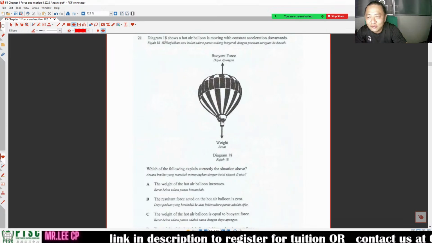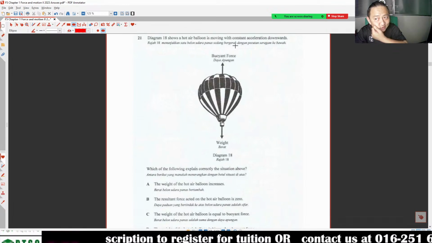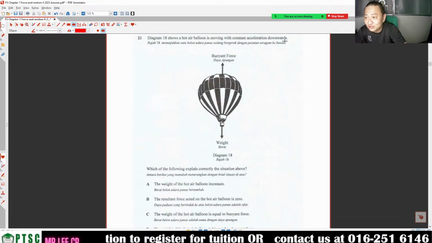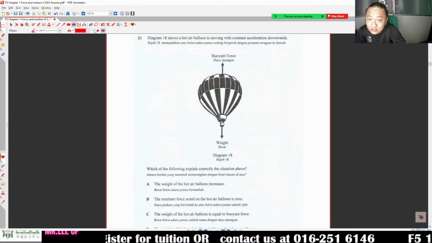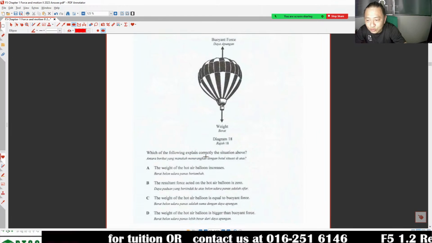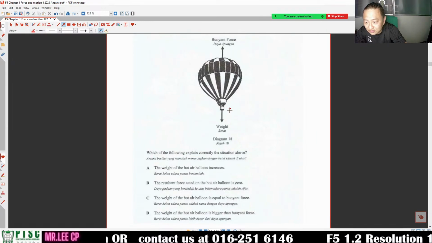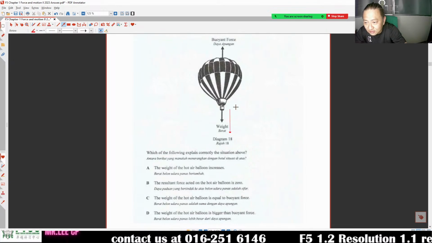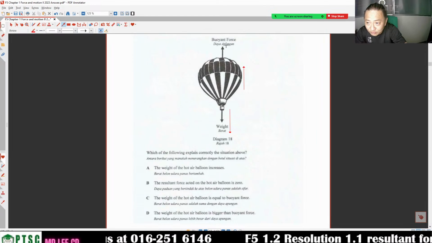Right. Diagram 18 shows a hot air balloon. It is moving with constant acceleration. Not constant velocity, acceleration downward. Downward. Alright. Now which one is correct? I label all the forces. This is weight. This is the upward force, called the buoyant force.